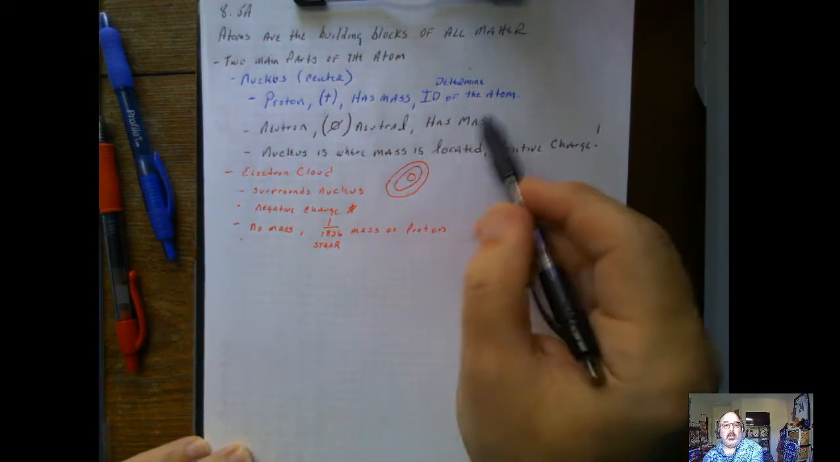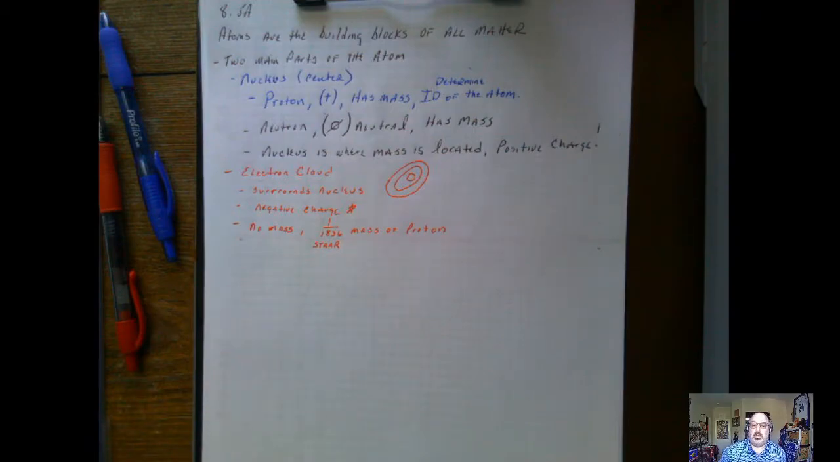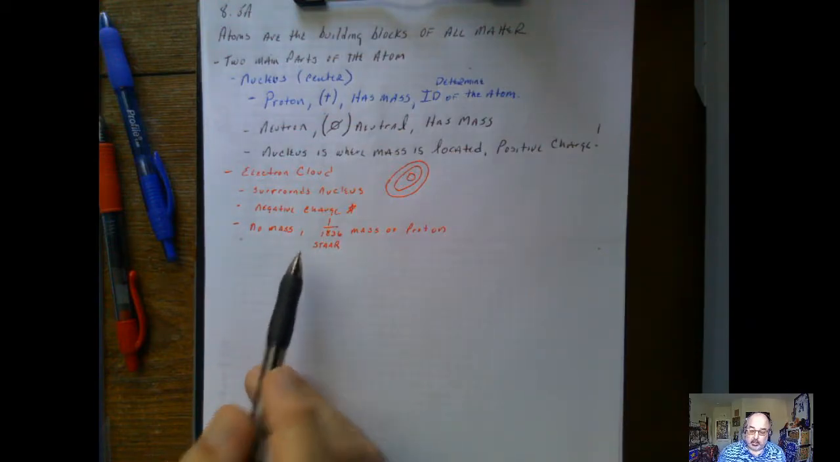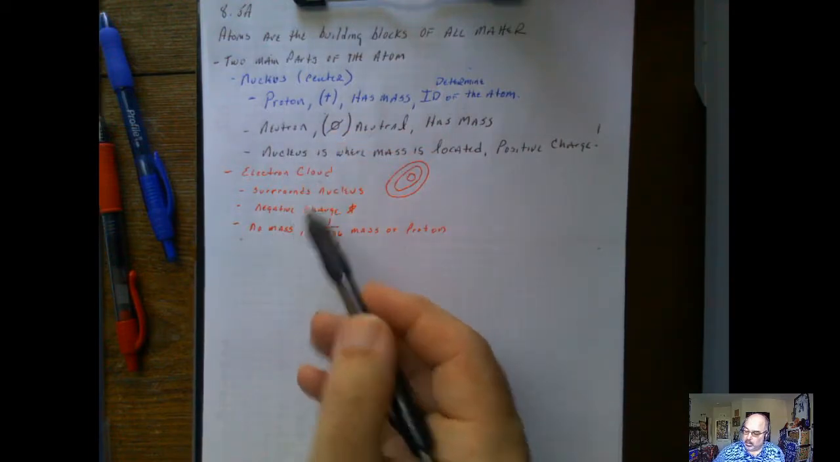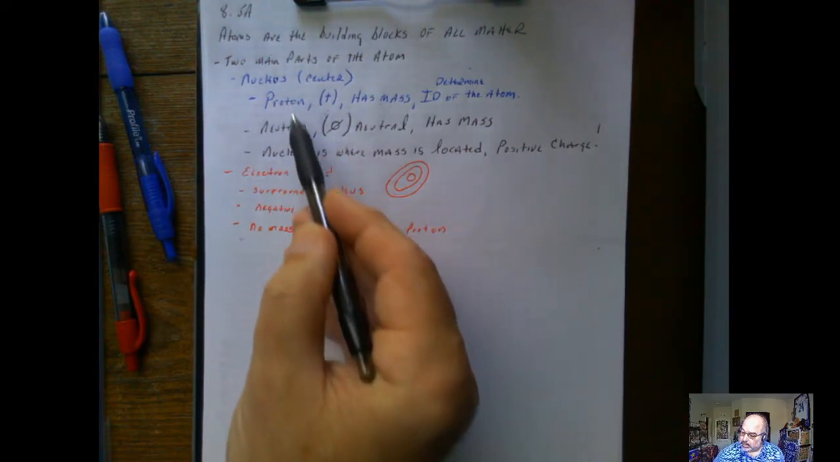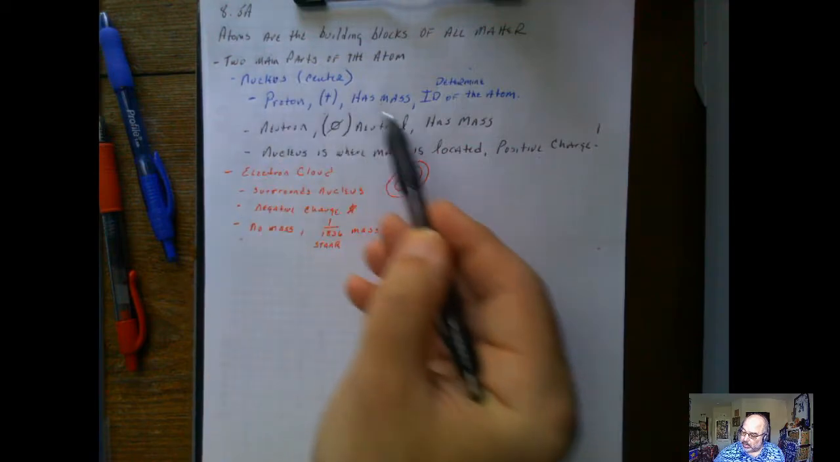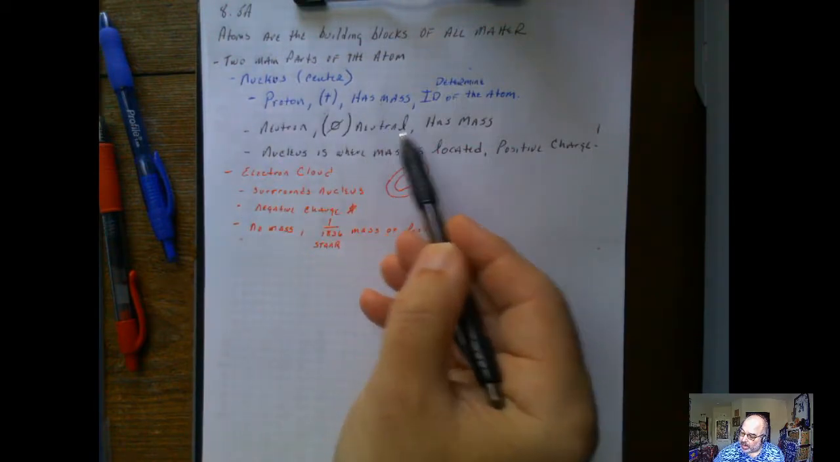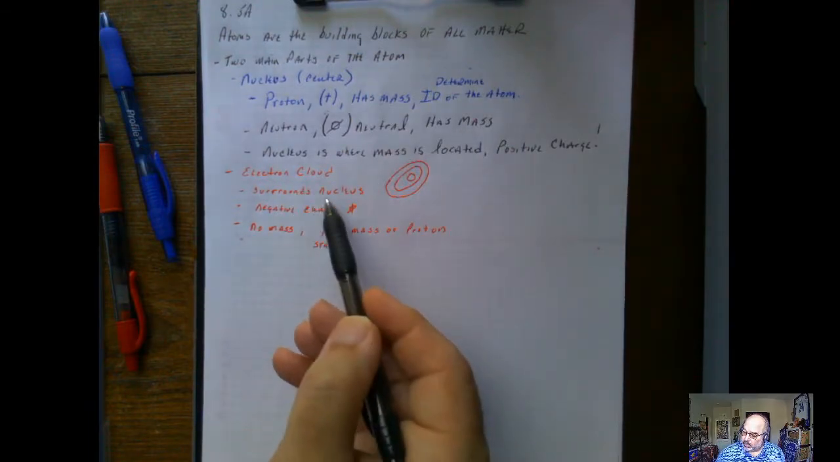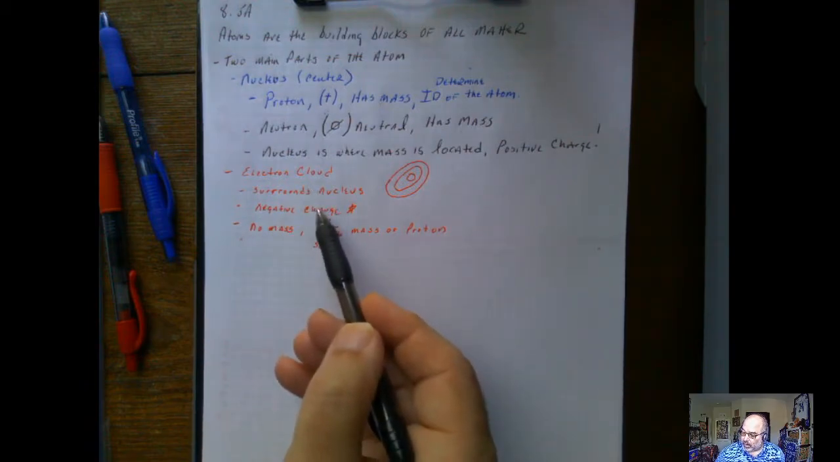So again, let's go back to our objective. Okay, our objective is the student will understand the names, locations, charges, and masses of the protons and the neutrons in the nucleus and the electrons in the electron cloud. Okay, and so we're right on track. The proton has mass, positive charge, and it's in the nucleus. The neutron is in the nucleus, and it has a neutral charge and it has mass, and an electron cloud surrounds the nucleus. It's full of electrons.